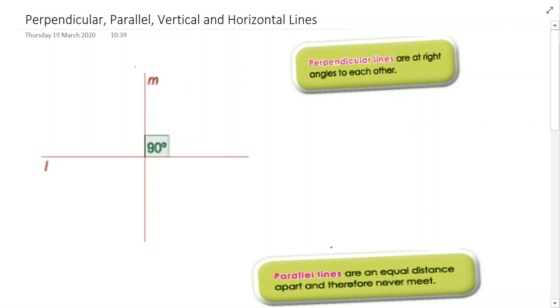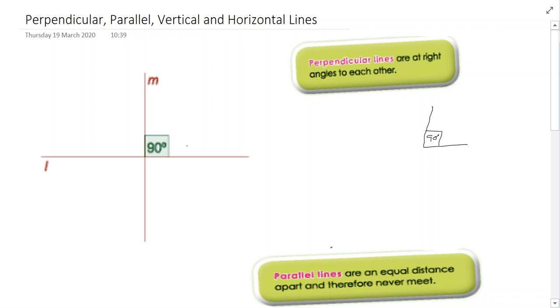So what we're going to look at now are perpendicular, parallel, vertical and horizontal lines. Within maths there are many different ways to describe how lines relate to each other. One of those ways is to call the lines perpendicular lines, and perpendicular lines are at right angles to each other. If we remember, we talked about right angles: a right angle basically forms an angle that's 90 degrees.